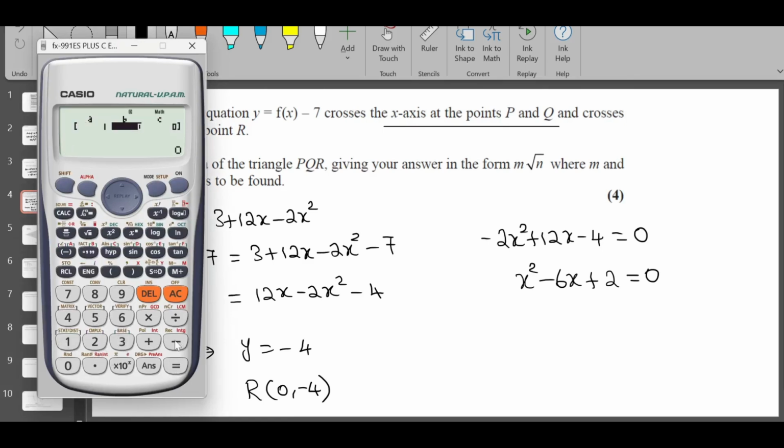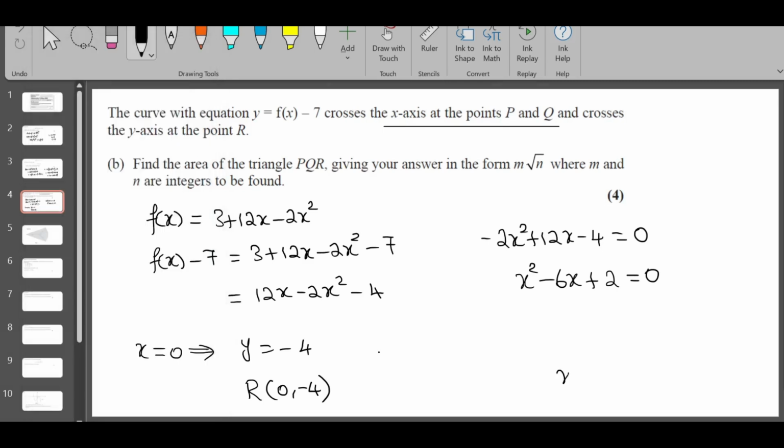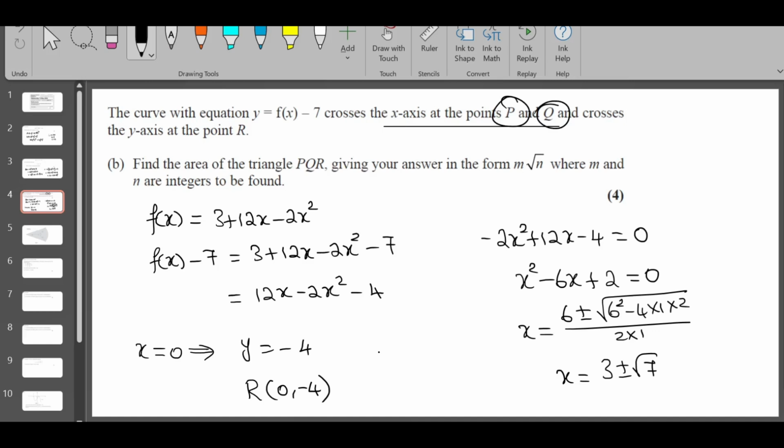X squared minus 6x plus 2. X is 3 plus or minus square root of 7. So write one more step: minus b plus or minus square root of b squared minus 4ac over 2a. That means you got 2 x-coordinates of these 2 points. Actually, you can write P as any one of the points: 3 plus root 7, 0. Q as 3 minus root 7, 0.